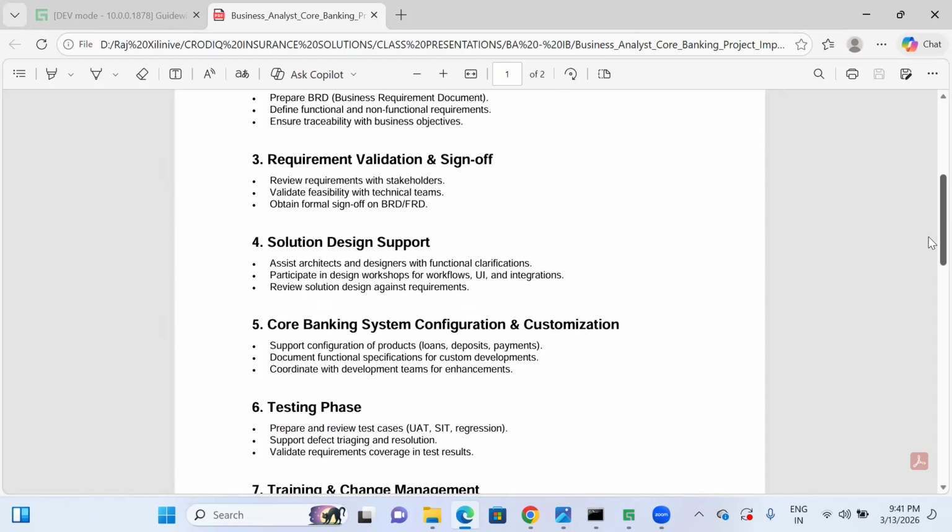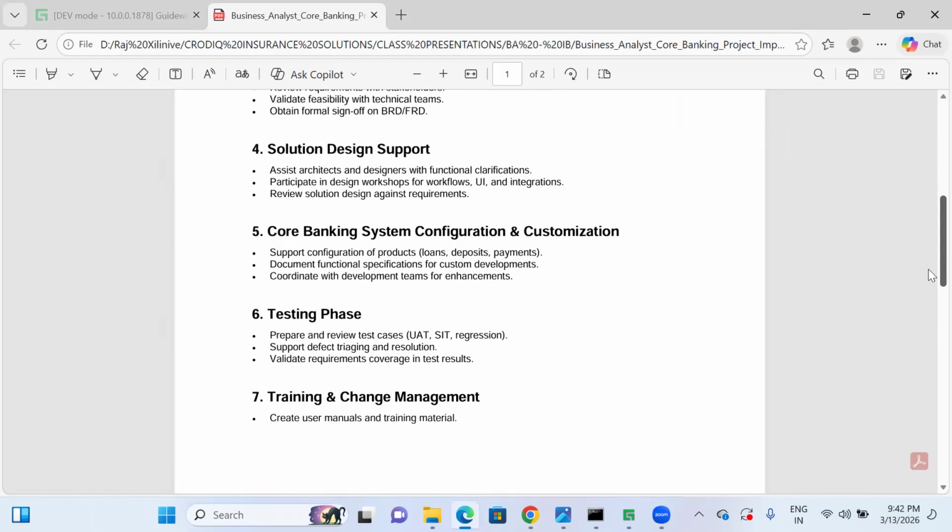Supporting configuration of the products: what are the different types of loans they have, right? What are the different deposit schemes they have? Everything has to be configured by the development team, but the configuration requirements are what we as a BA will be taking, and how they can be detailed under functional and non-functional requirements and all that. For this we need to interact with the development team to get things done properly. This is all part of core banking configuration, customization, provided any configuration is required.